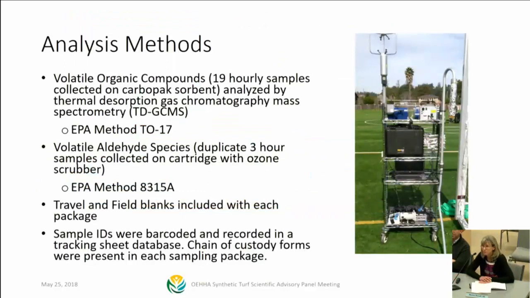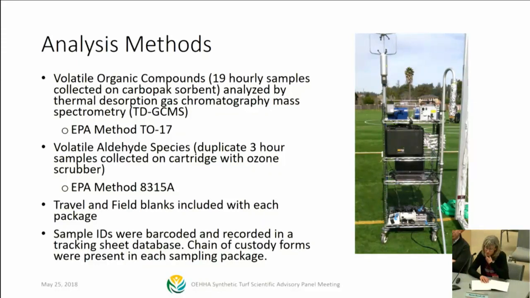So the volatile organic compounds, which were collected on the thermal desorption tubes, were analyzed by thermal desorption, gas chromatography, mass spectroscopy, and that's EPA method TO17. Our volatile aldehyde species were collected on a commercially available cartridge, and these were protected with an ozone scrubber since aldehydes are sensitive to ozone. And we used EPA method 8315A.